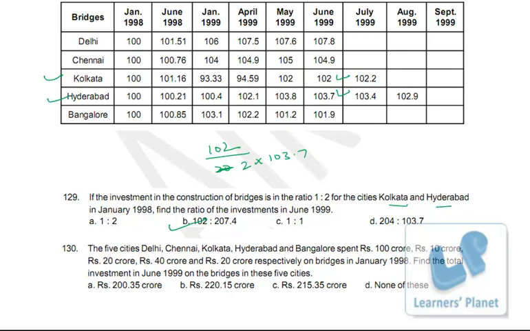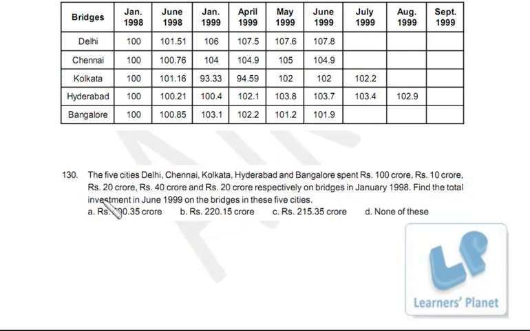Let's take the next one. The 5 cities Delhi, Chennai, Kolkata, Hyderabad and Bangalore spent rupees 110 on bridges in January 1998. Okay, so Delhi 100, Chennai 10, then Kolkata 20, then Hyderabad 40, and then the last one Bangalore 20. Find the total investment in June 99 on the bridges in these 5 cities.